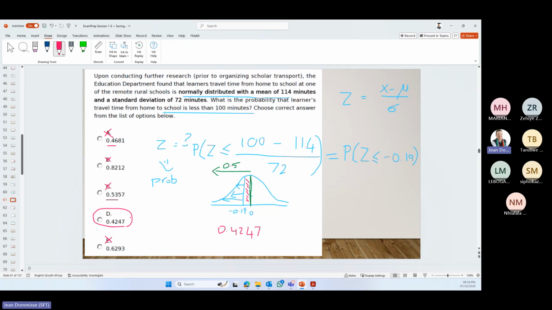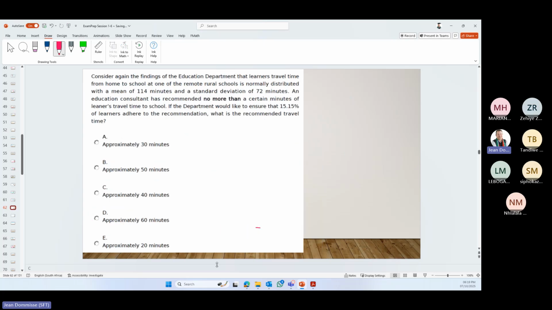Get the Z, use the Z table, go to the probability, but first, again, drawing it to just make it a bit easier for yourself, because then one can eliminate some of the options. Okay, so next one, a bit different. So let's read this one.